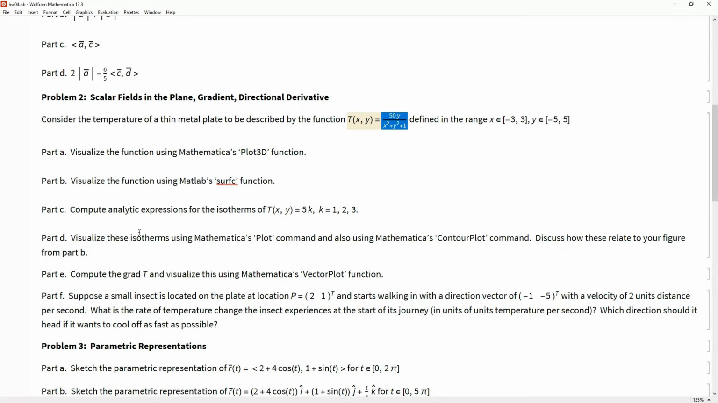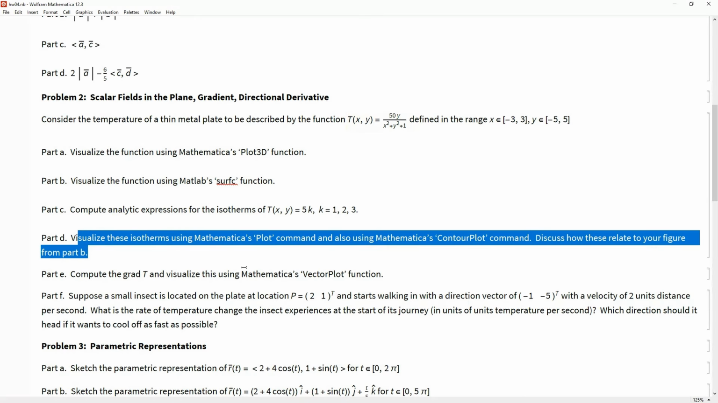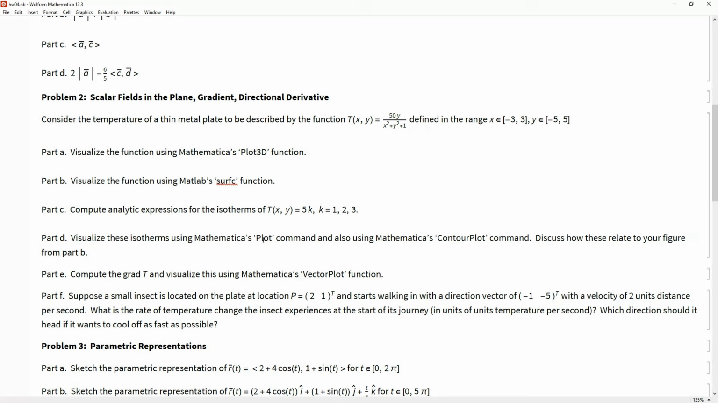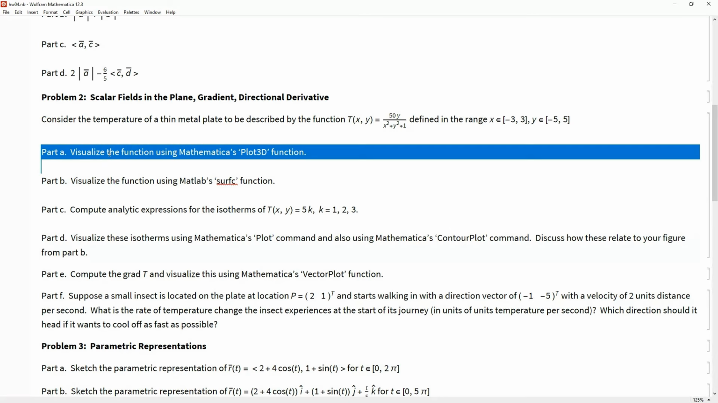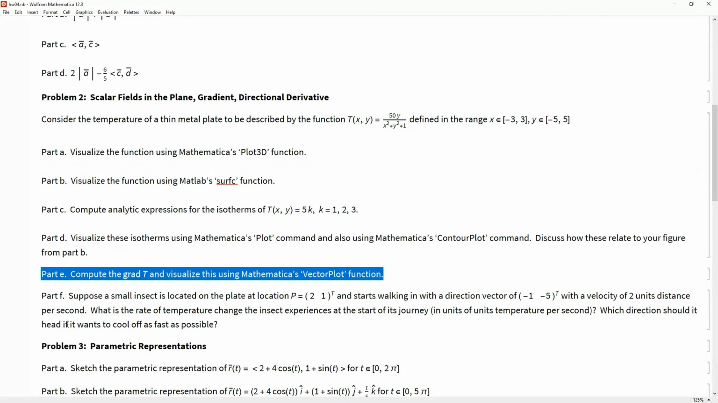And then once you have those analytical expressions, you should be able to plot those using either Mathematica's Plot or ContourPlot command. You can then talk about how the isotherms you're visualizing here relate to the overall temperature function you are visualizing up here. All right, and then in part E, we're going to keep going and do some more things.